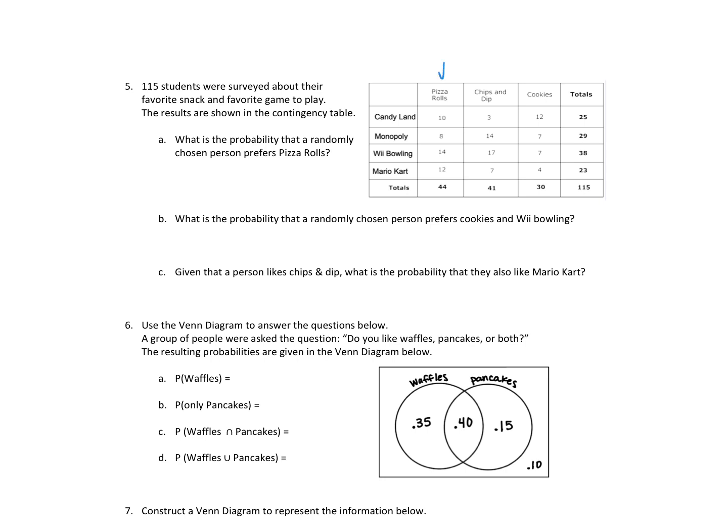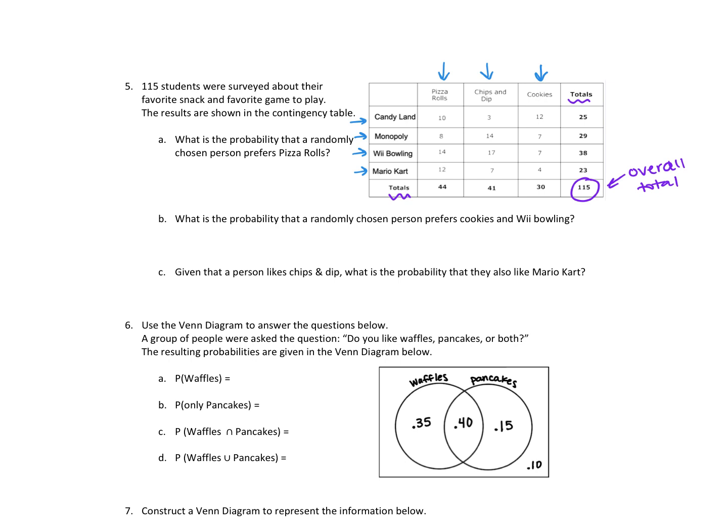Okay, we can see the options for the snack across the top. We had 3 different categories: pizza rolls, chips and dip, and cookies. And then our options for the game are across the side, and there were 4 different options: Candyland, Monopoly, Wii Bowling, and Mario Kart. Okay. When we look at this contingency table, the numbers represent how many people answered that specific category, or that specific combination of categories. Along the edges, we have the totals, and we see that overall total in the bottom right-hand corner. That reminds us that 115 students were surveyed.